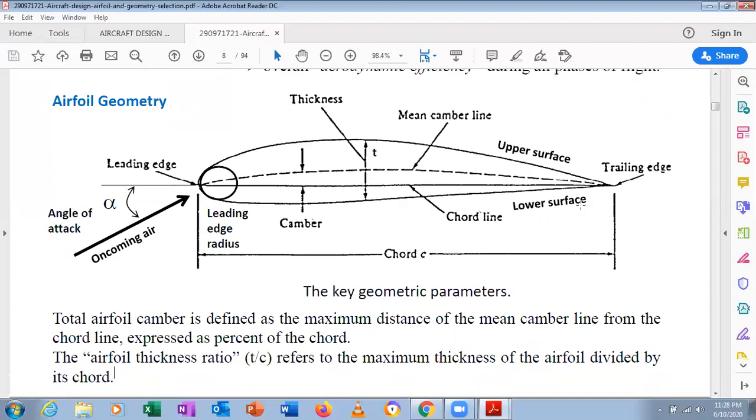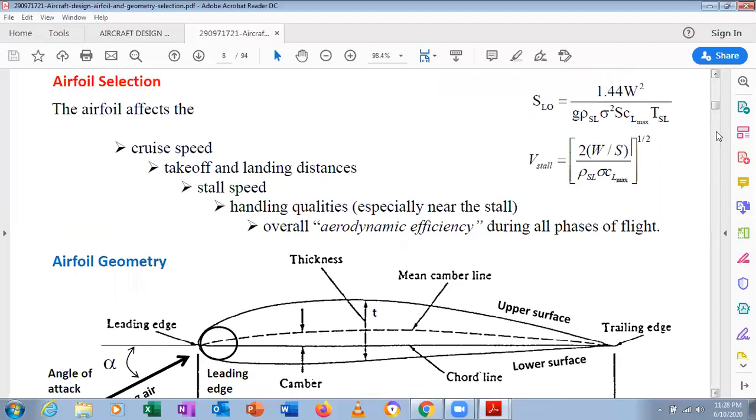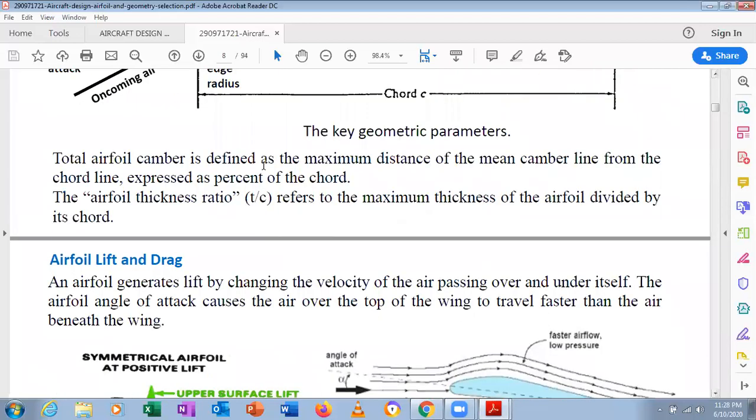So we can look here, and the total airfoil camber is defined as the maximum distance of the mean camber line from the chord line, expressed as a percent of chord.